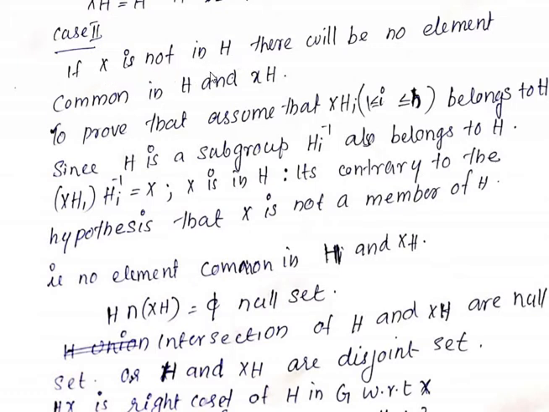If x is not a member of H, there will be no x hi present in H. It is contrary to the hypothesis that x is not a member of H. That means no elements are common in H and xH. That is, the intersection of H and xH is a null set.